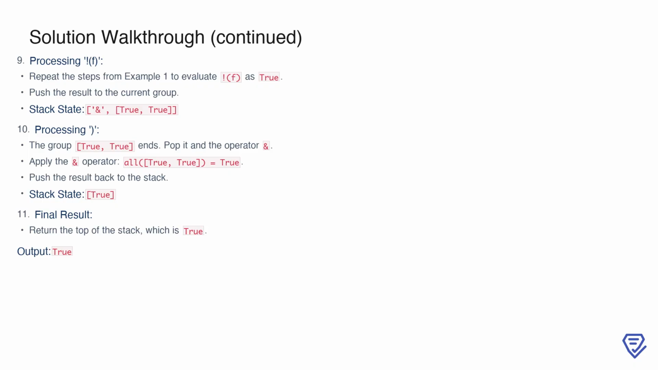The AND operator is applied to the group, evaluating all of true, true, which results in true. This result is then pushed back onto the stack. At the end of this evaluation, the stack contains a single value, true. We return this value as the result of the expression, which is true.